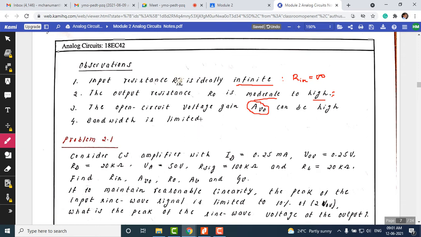Common source amplifier doesn't have an infinite bandwidth. It is limited by the bandwidth. What do you mean by bandwidth is limited? That means there is an upper cutoff frequency limit, fH, and a lower cutoff frequency limit, fL. So the signal is provided a good response between these two limits. Okay, so we will discuss that when we come to the frequency response of an amplifier.